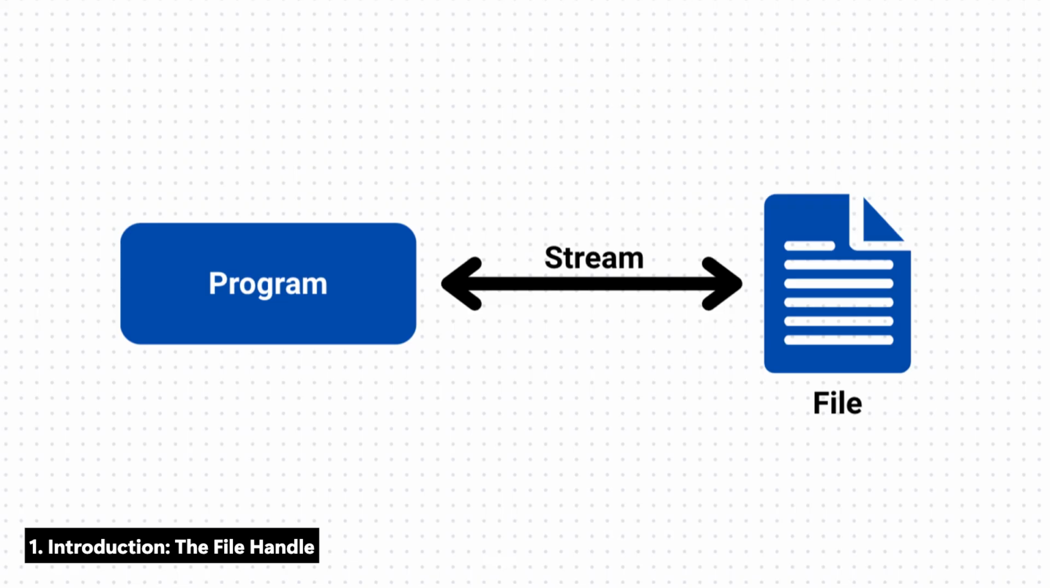1. Introduction, the file handle. In the last lesson, we learned that to achieve persistent data storage, we must interact with disk files via a stream, a sequence of bytes. To manage this stream, the C language uses a special type of pointer called a file pointer.